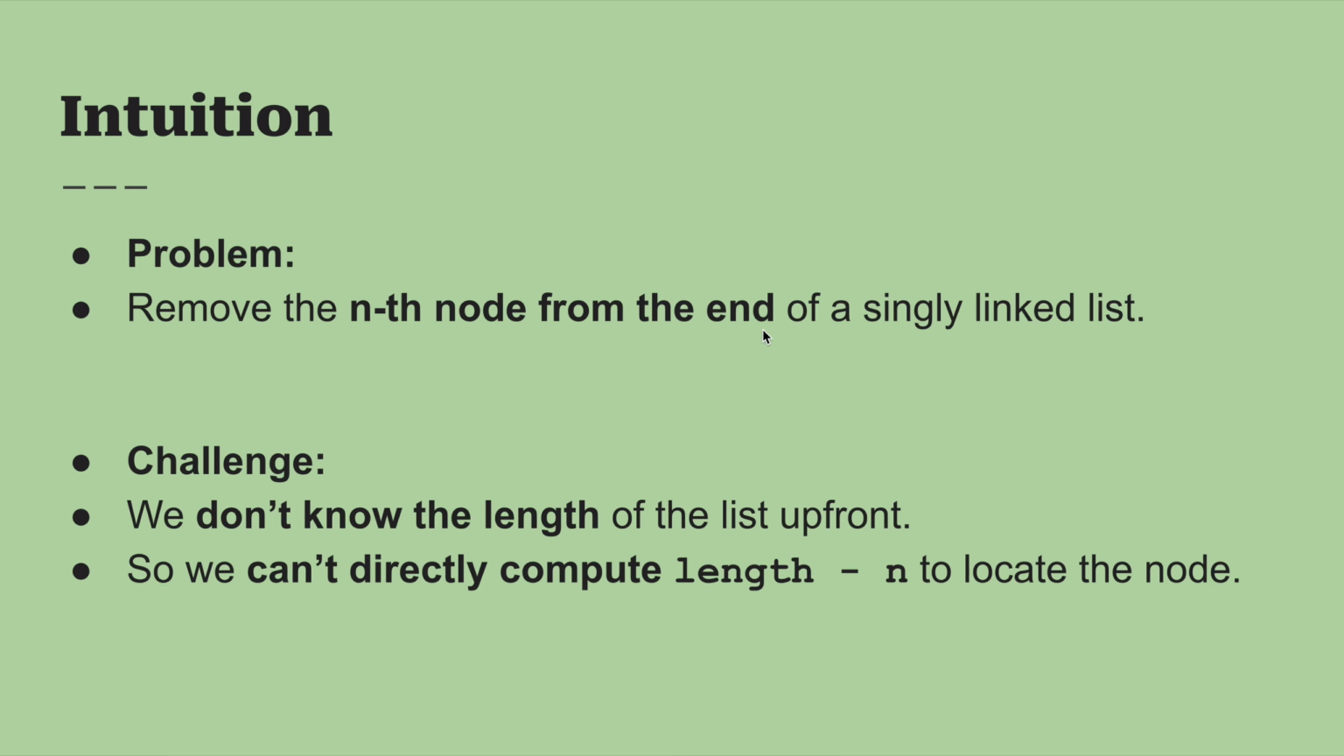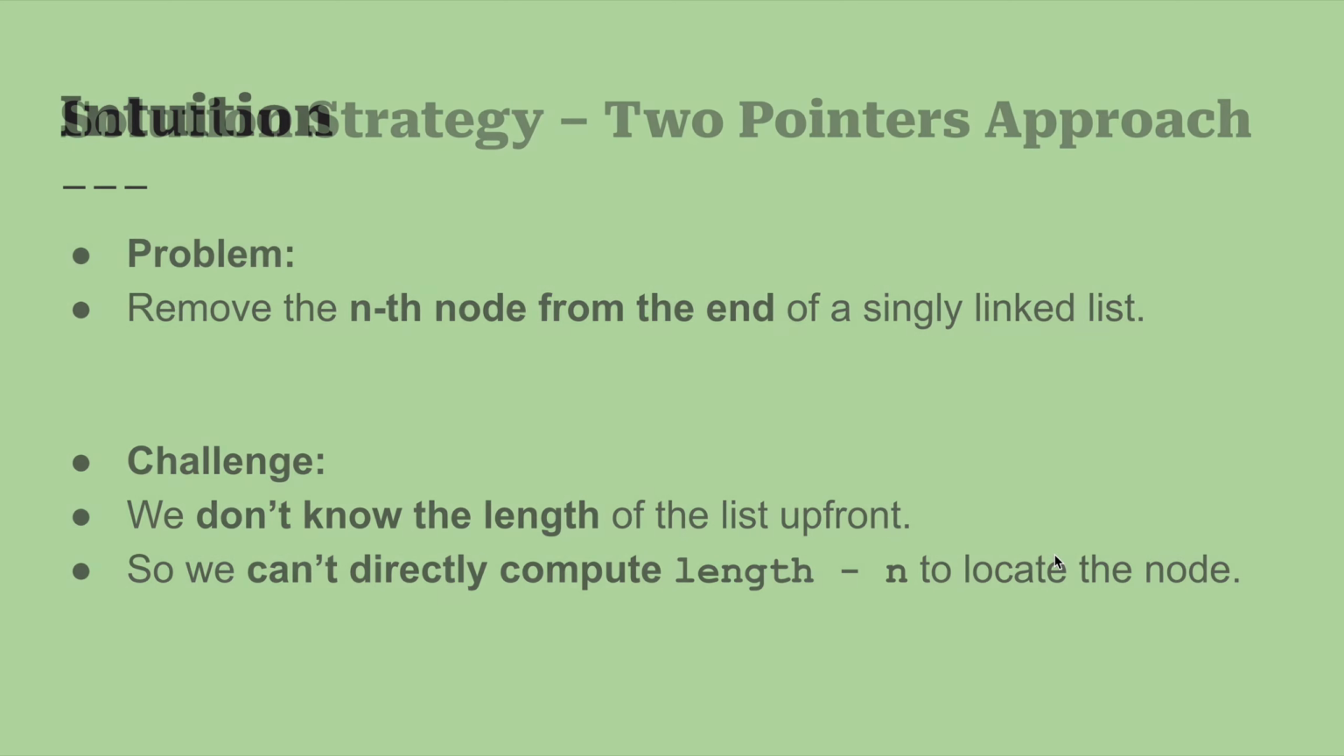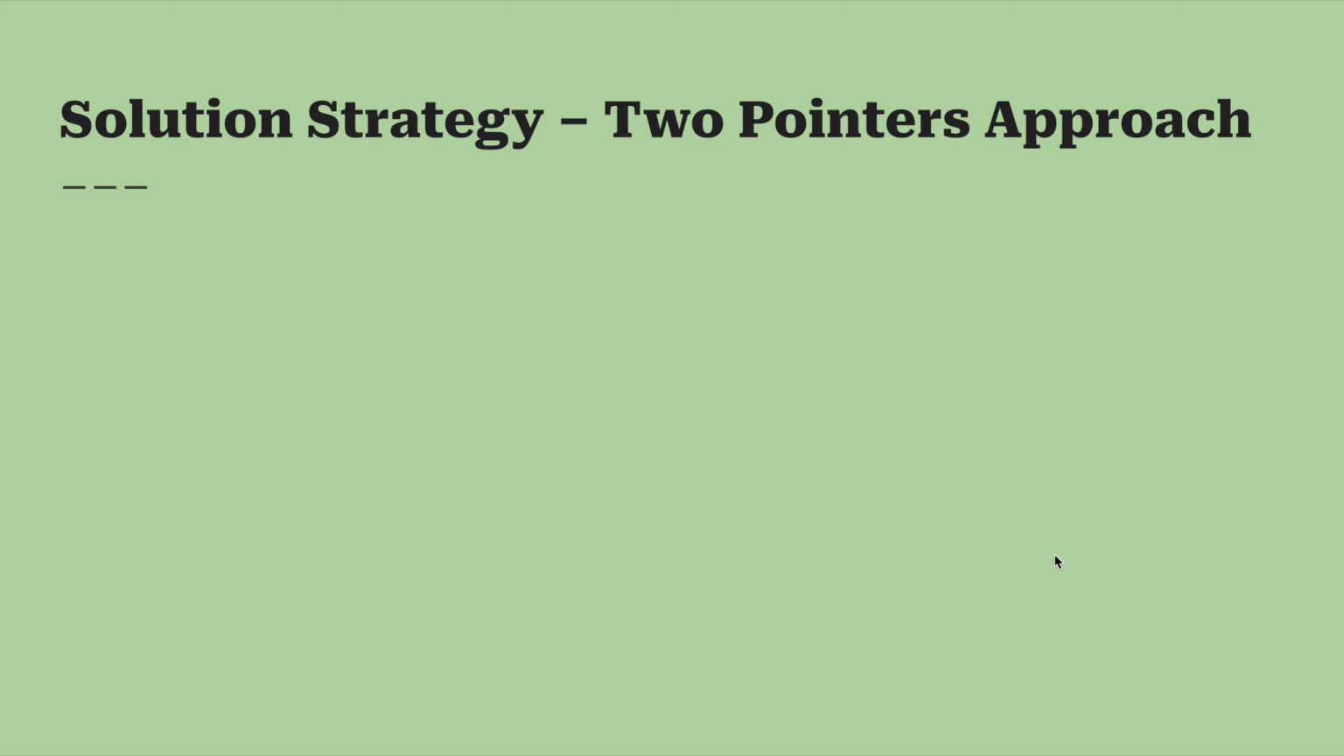Third node, index a third node. Let's suppose if we will not compute this, we can't directly jump to locate the node to delete. So the trick is to use the two pointer algorithm. What is the strategy of this problem solution? Two pointer approach, because this is the only trick.